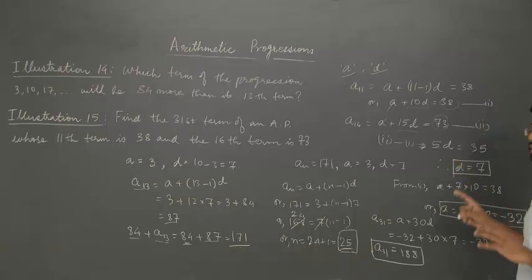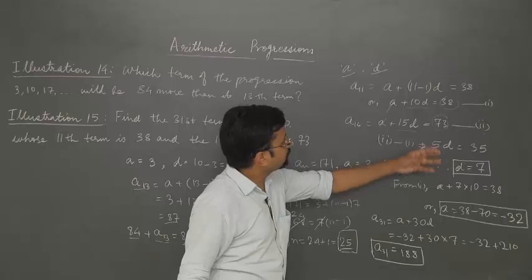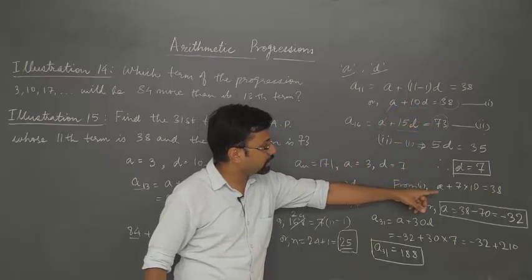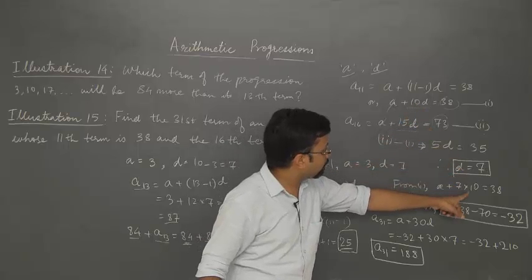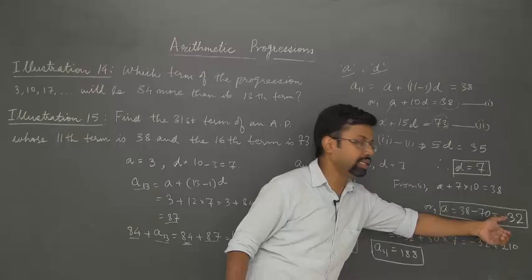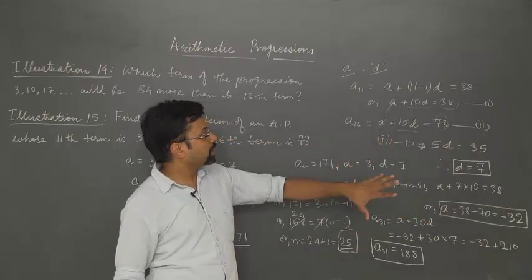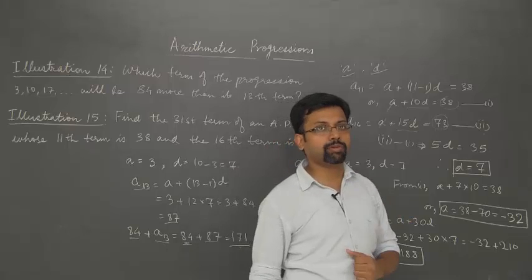So the common difference D would be 7. Once you have obtained the value of D, using equation 1 we can find the value of A. How? A plus 10 into 7 is equal to 38. So we get A is equal to 38 minus 70, that's minus 32. Once we have obtained the first term and the common difference, we can find any term of the given AP.